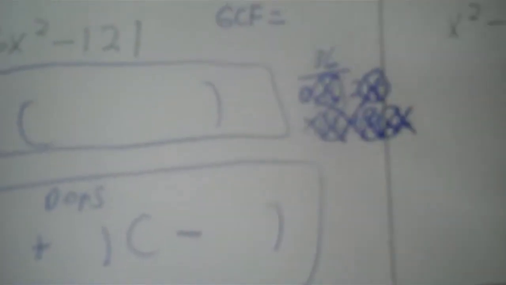121 divided by 4 is a decimal. 121 divided by 3 is a decimal, and 121 divided by 2 is too, so I'm out of numbers, okay? So there's no GCF. So I have my difference.